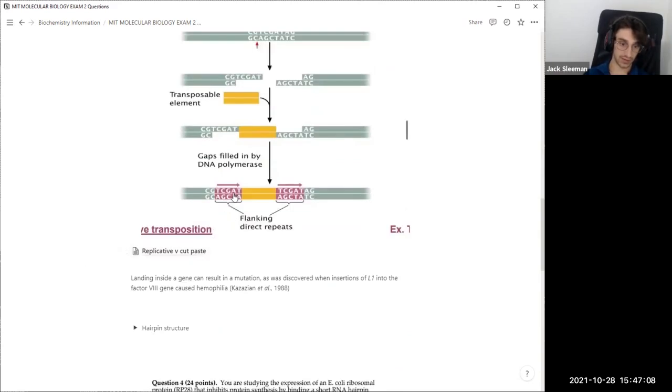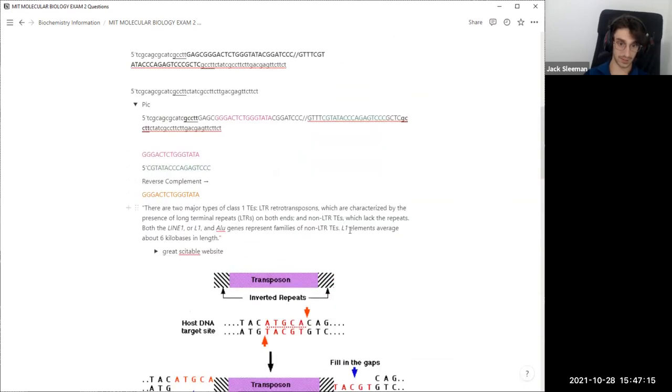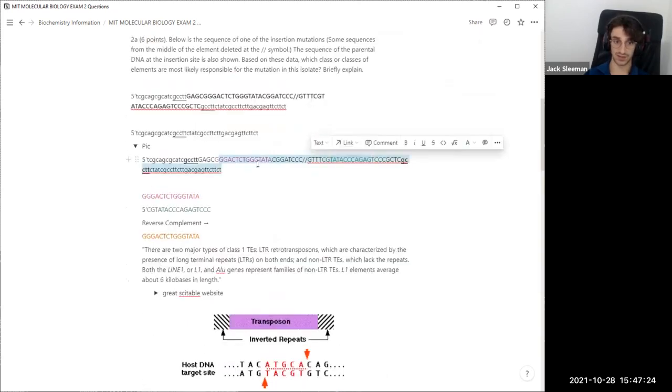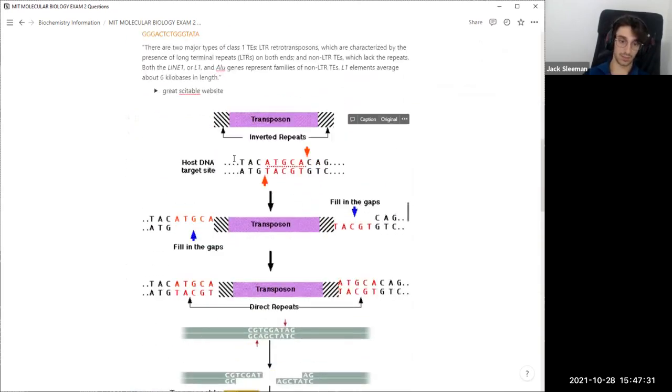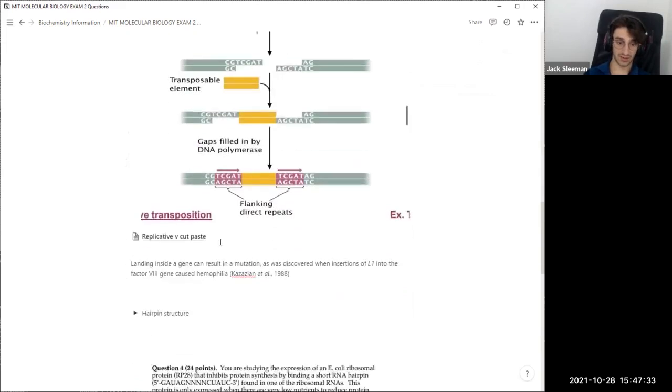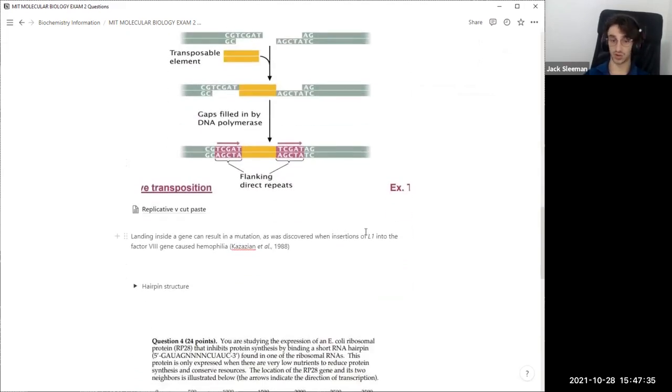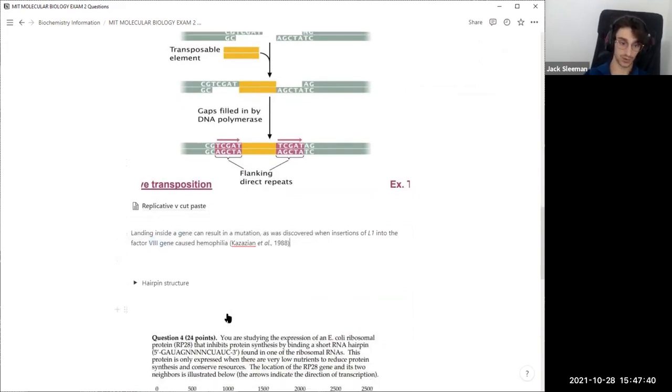Let's see, what do I have here? Oh, this is a cool little piece of trivia. L1, going back, is LINE-1. It's a type of transposon that doesn't have these inverted repeats. Remember that this is usually double-stranded, so it would have inverted repeats, right? Hemophilia can be caused by a transposon going into this gene. Pretty cool, right? Interesting.